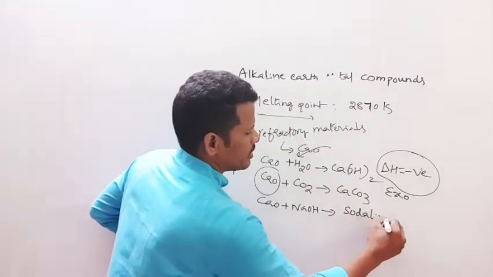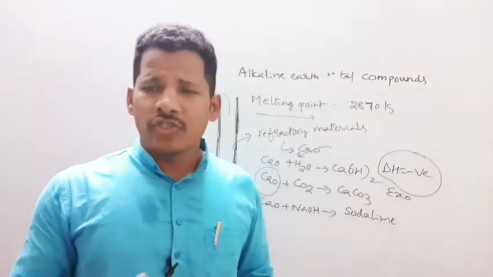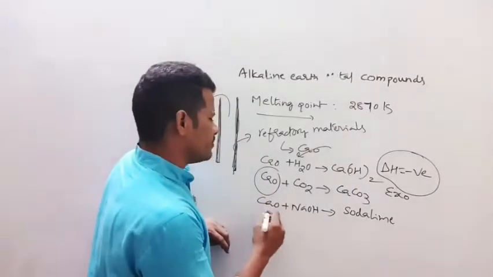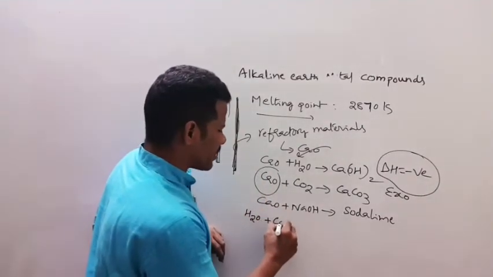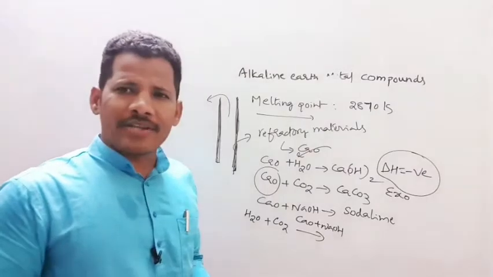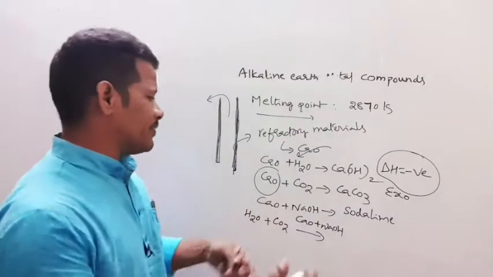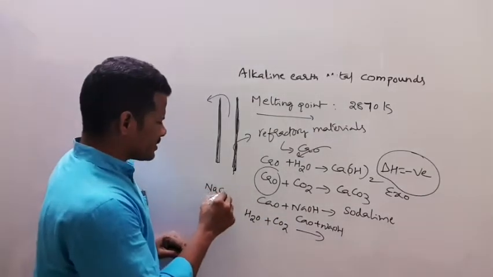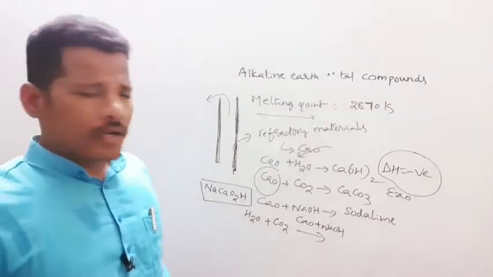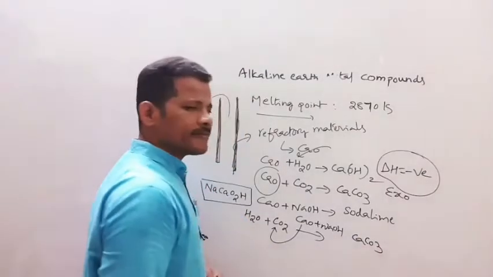lime. Generally this is the reagent used in organic chemistry to absorb carbon dioxide gas in laboratory techniques. For example, if you take a water molecule here and carbon dioxide here, and place soda lime, soda lime is nothing but a mixture of quicklime and sodium hydroxide, that is our caustic soda. So this mixture is called soda lime. Sometimes they will give the formula. So remember here, NaCaO2H. This is the common formula for soda lime, which absorbs carbon dioxide. Immediately it absorbs carbon dioxide and finally converts into calcium carbonate.